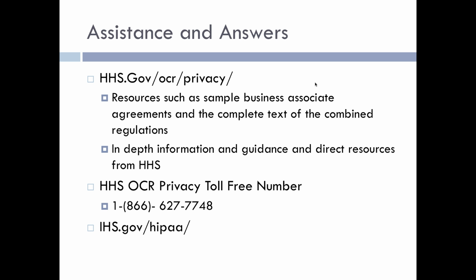The Office of Civil Rights through HHS has a toll-free number for individuals to call if you can't find what you need online. And you can reach them at 1-866-627-7748. For IHS specifics, I've included the website above.